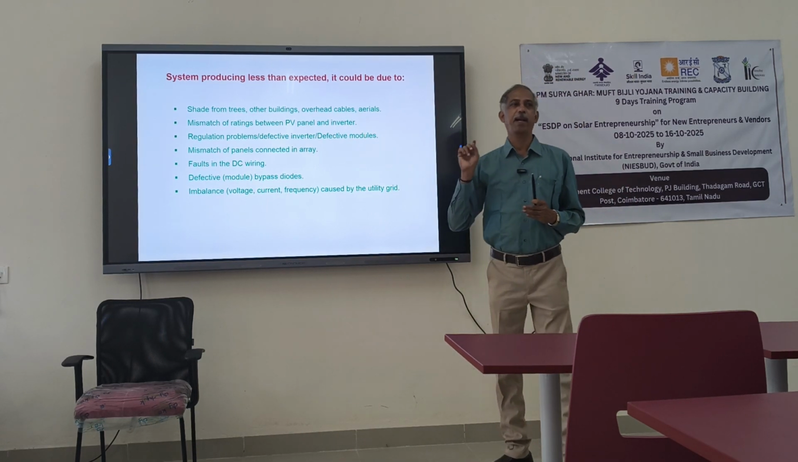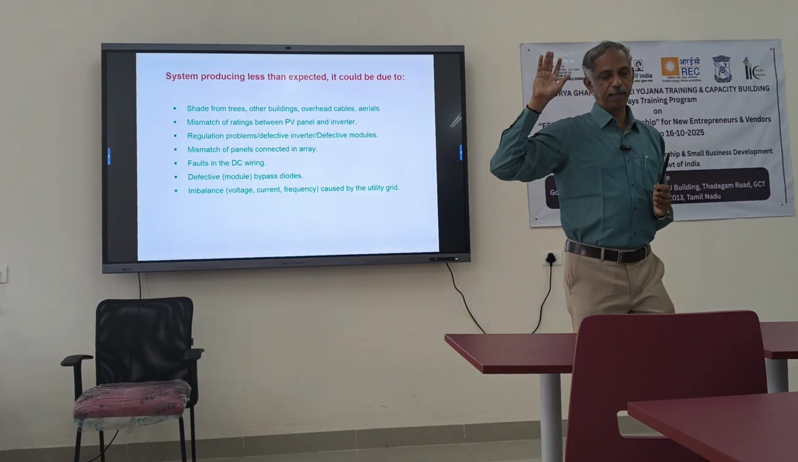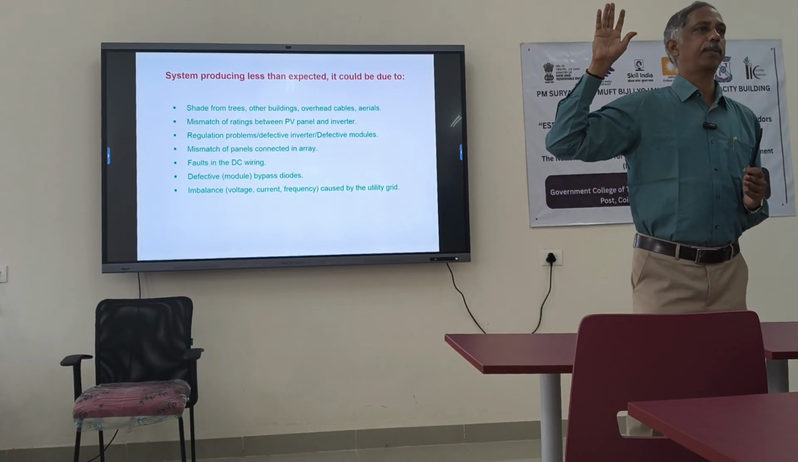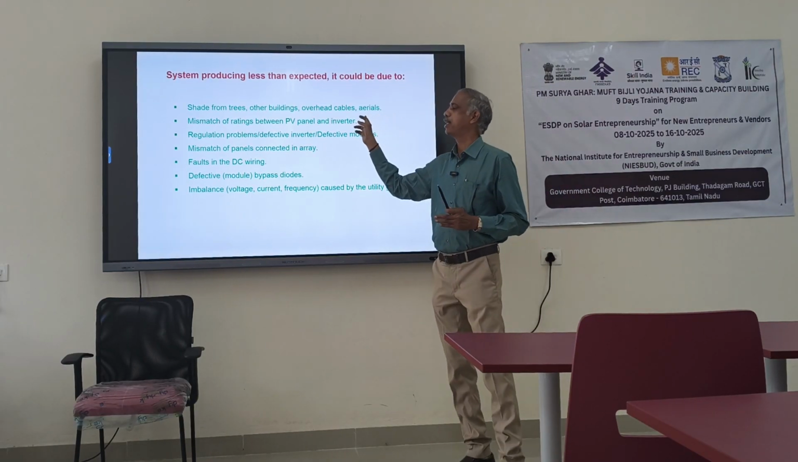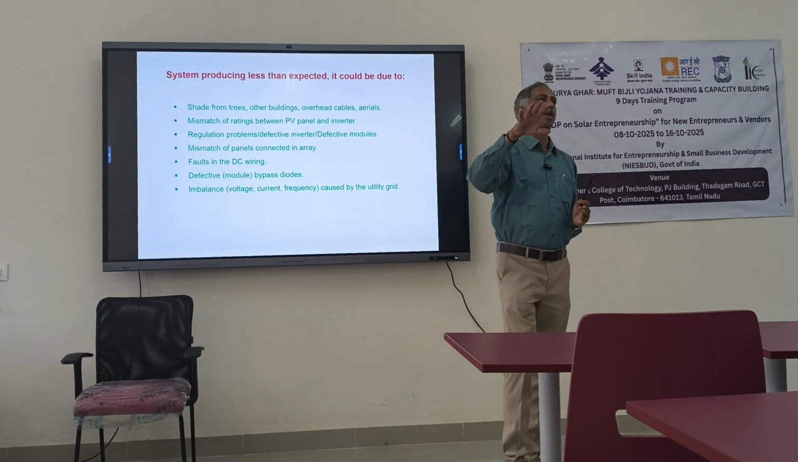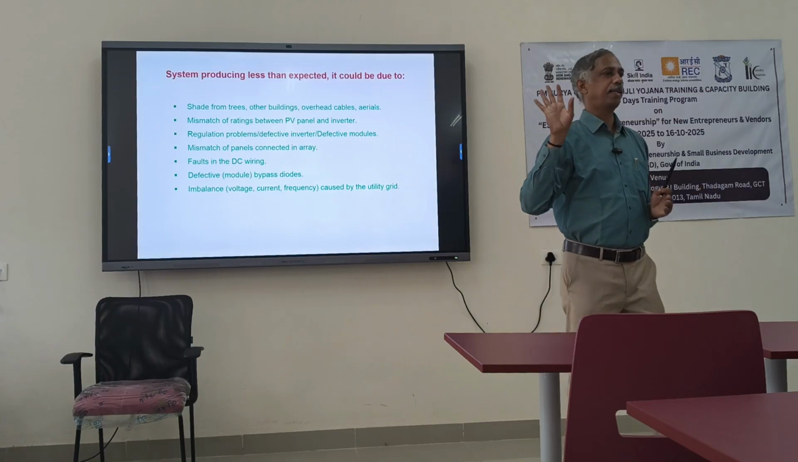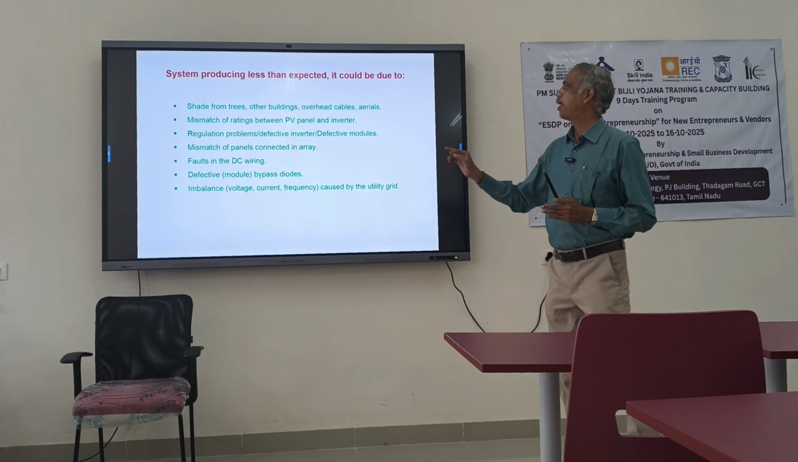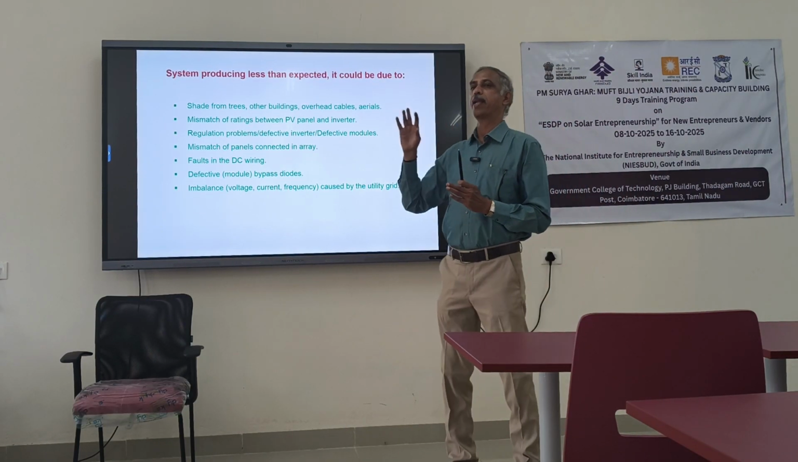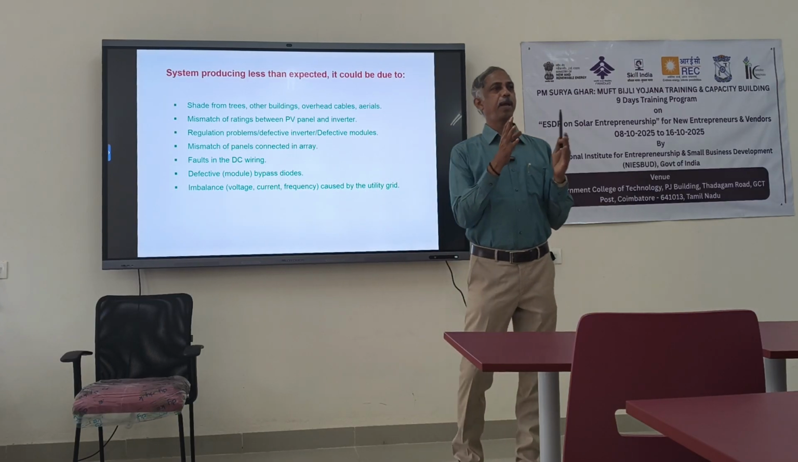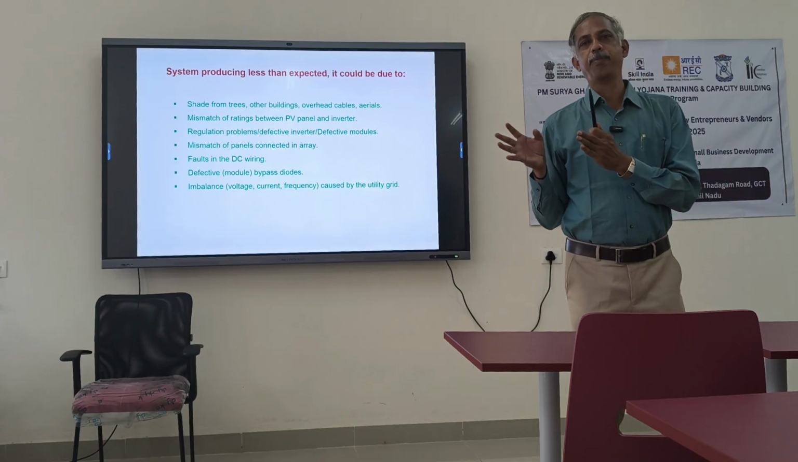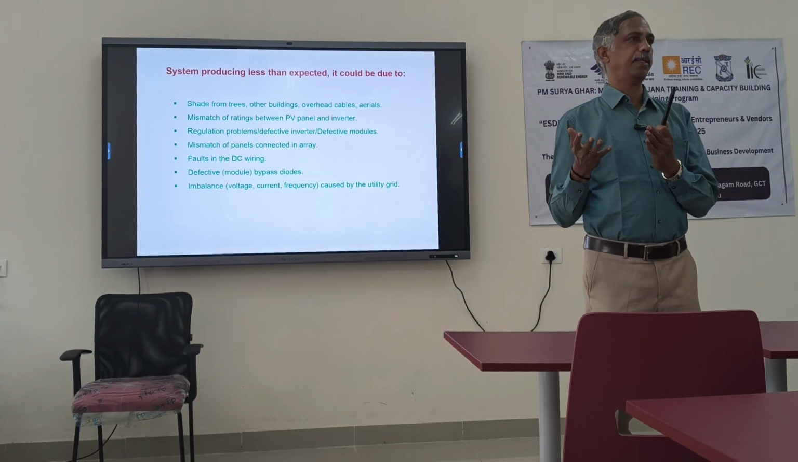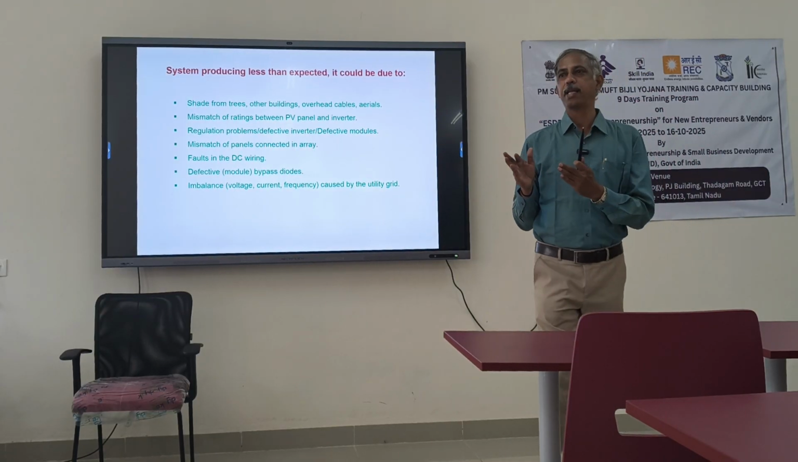One may be shading: long, tall trees, shadows, tall buildings, or overhead cables and aerials. These may cause shadows on the solar panel, so there is a reduction in power generation. And mismatch of rating of PV panel and inverter. The PV panel may be a 20 kilowatt panel, but the inverter installed may be 15 kilowatt. Then there is a mismatch, so it will produce less power.